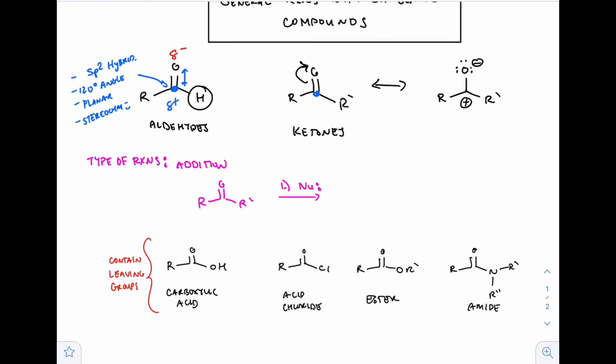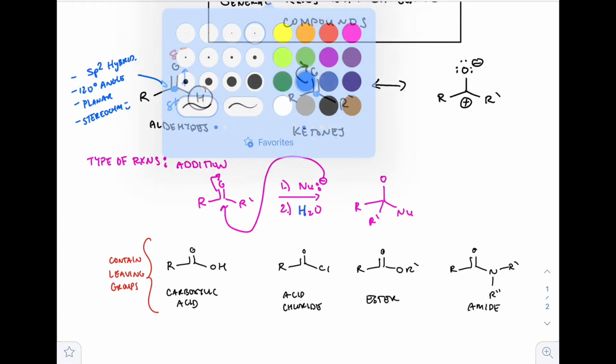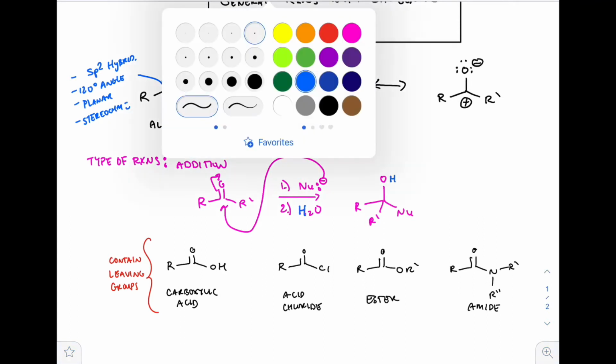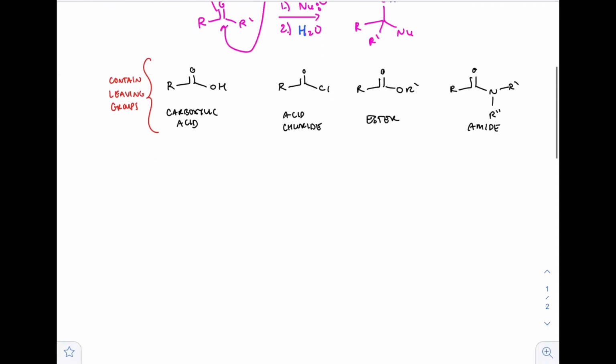Okay, so the types of reactions. For the aldehyde and ketone, we have addition reactions. R and R prime could be both hydrogen, both carbon, or a combination of the two. A nucleophile will attack that carbonyl carbon because it is susceptible to nucleophilic attack, like I just said. That puts the negative charge on the oxygen, followed by protonation from water in a second step. And that gives you this addition product where we added a nucleophile to the carbonyl.